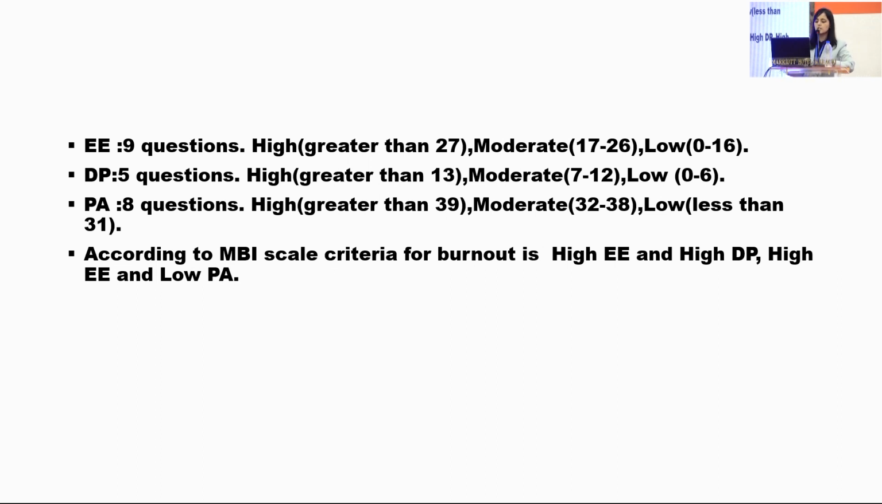Personal accomplishment consists of 8 questions. Same, if the score is greater than 39, then it's high. Moderate if it's between 32 to 38. And low if it's less than 31.